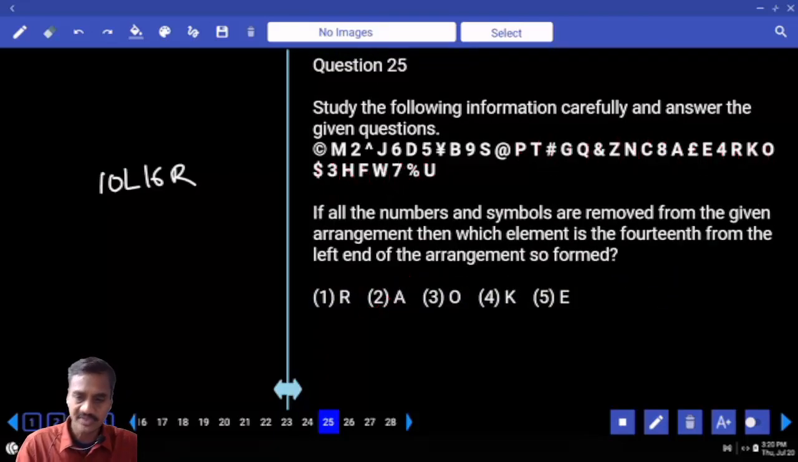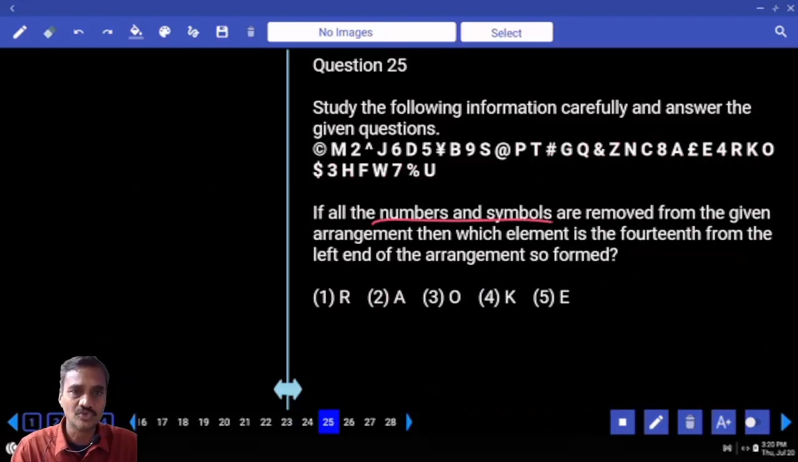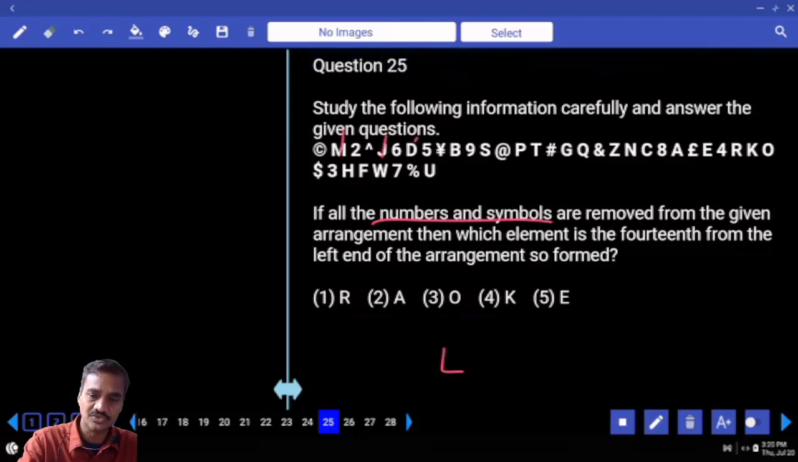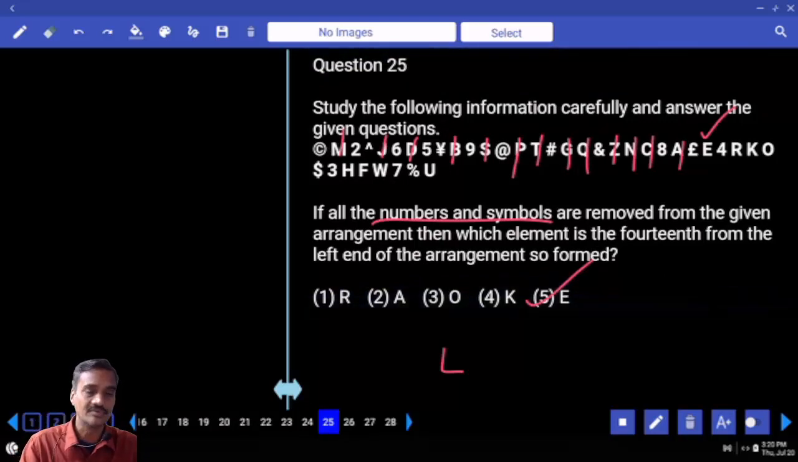Then 25. If all the numbers and symbols are removed, you will be left with only the letters. Then which element is 14th from the left? 14th letter from the left hand side. 1, 2, 3, 4, 5, 6, 7, 8, 9, 10, 11, 12, 13, 14. 14, that is choice 5, question number 25. Done?